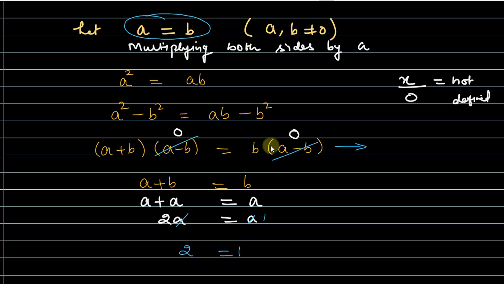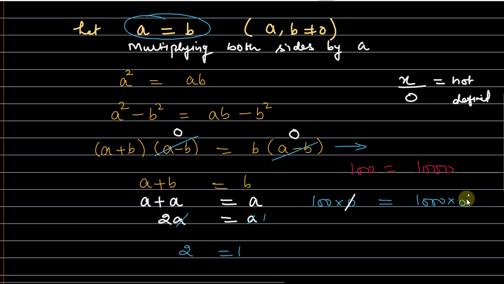If this is correct, then we can prove anything. Suppose I want to prove 100 is equal to 1000. I can just write 100 into 0. 100 into 0 is what? 0. Okay, and 1000 into 0 is what? 0. So both are actually equal. Then I can cancel 0 and 0. What do we get? 100 is equal to 1000. So this way we can prove 100 is equal to 1000, which is wrong.